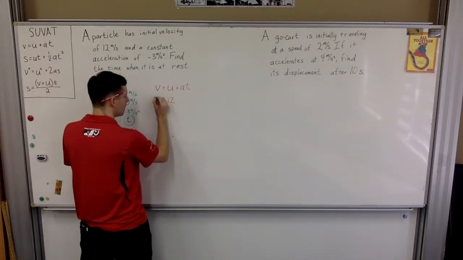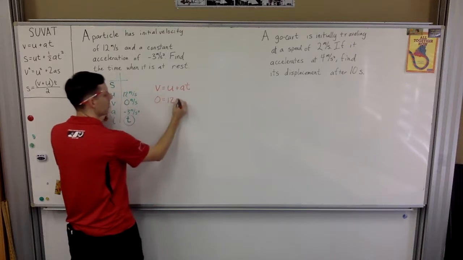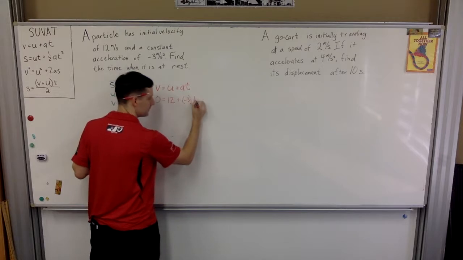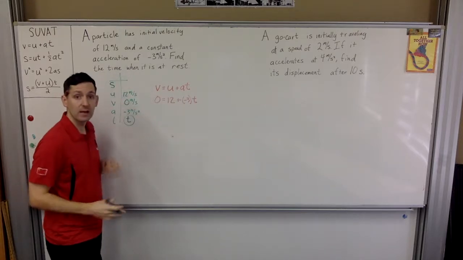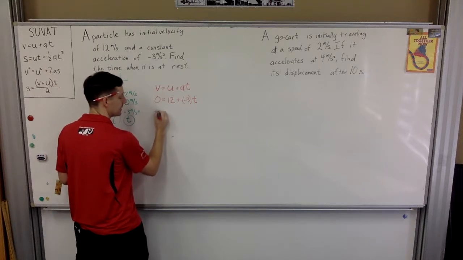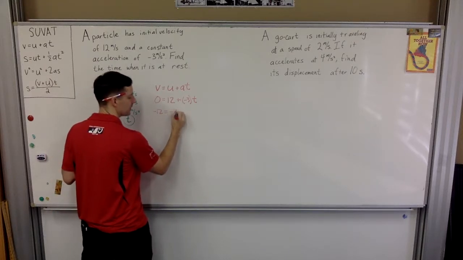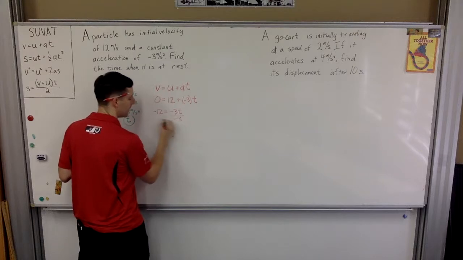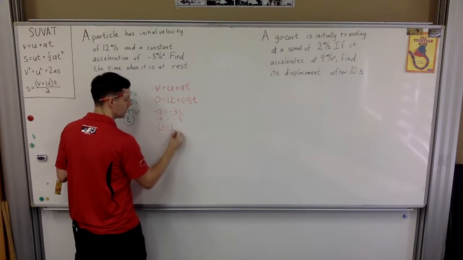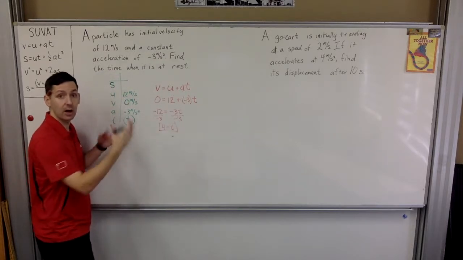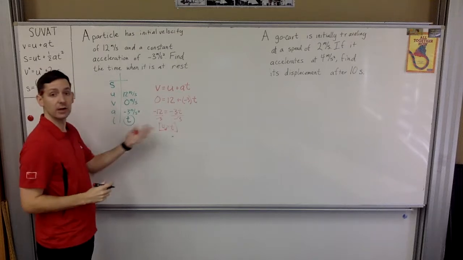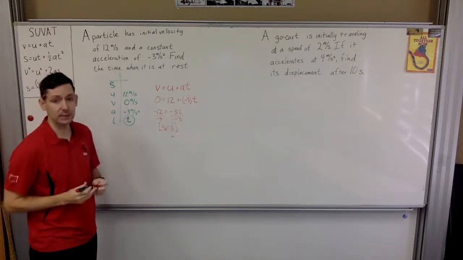v is 0, so 0 equals 12 plus the acceleration, which is -3, times t, which is what I'm looking for. At this point, I should be able to solve. I'm going to subtract the 12 from both sides. -12 equals -3t. Divide both sides by -3, and I get 4 equals t. Now, because it's in SI, I already know the units of t, which is 4 seconds. So I know that it will take 4 seconds for it to come to rest.